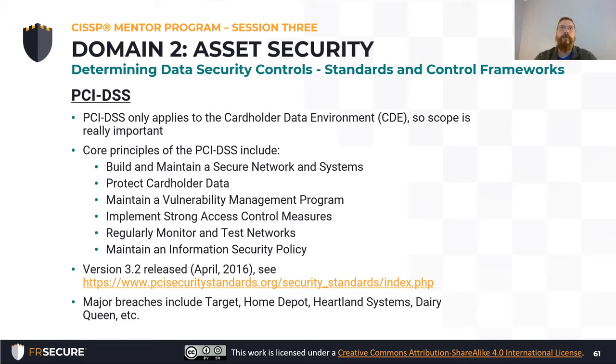So core principles. We've got to have a secure network and systems. We must protect cardholder data. Got to have a vulnerability management program, so we've got to be patching things. Our access control measures, so that's going back to the owners and classification and who can access things and what's your process around granting access and tracking those things. Monitoring and testing your network, so you have to do vulnerability scans or pen tests on an annual basis with some network segmentation testing, and you have to have an information security policy.